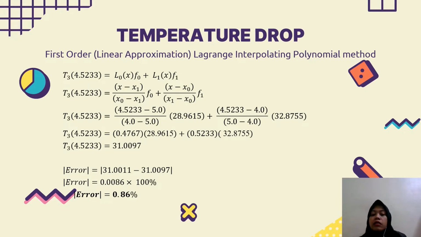31.0097. Then we can calculate the value of error by taking 31.0011 minus 31.0097. Then we get the value of error is 0.86%.